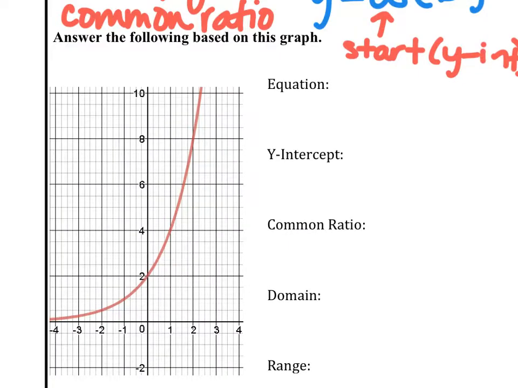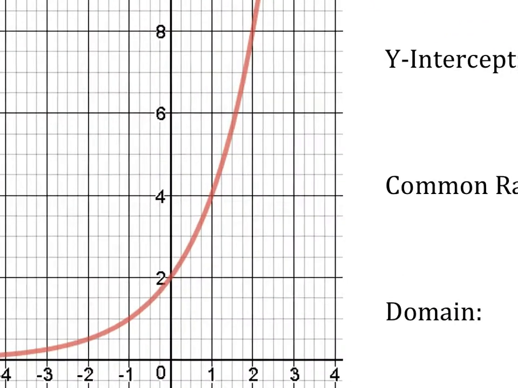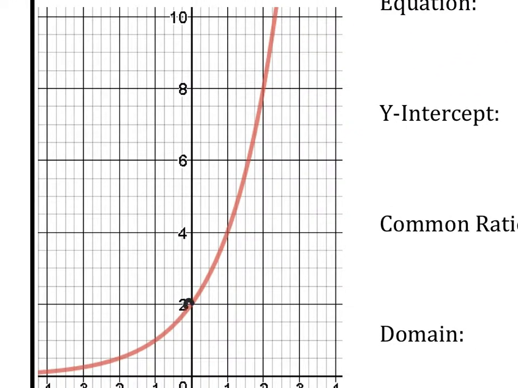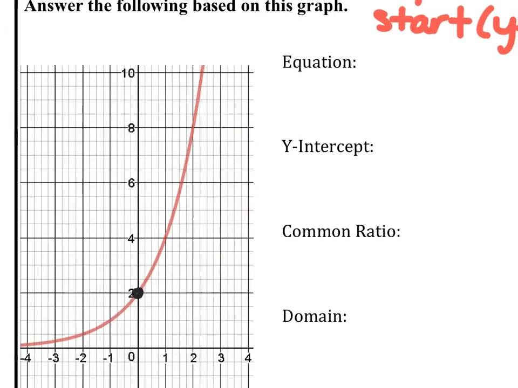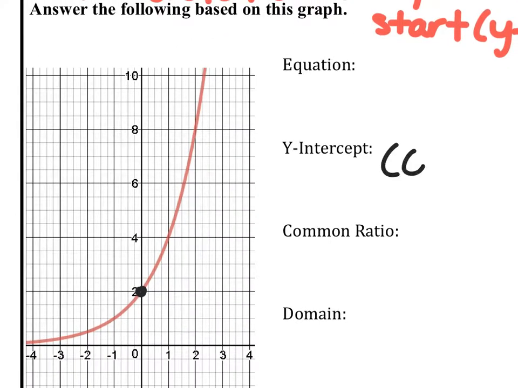On this next problem, we're asked to analyze the graph and then answer the following things. The first thing we want to look for, we're going to write the equation here in a second, but it might be easier to figure out the different pieces of the equation first. Let's start with the y-intercept. My y-intercept is where the function crosses the y-axis. If I look here, it appears that it crosses at positive 2. And we need to make sure we write that as a point.